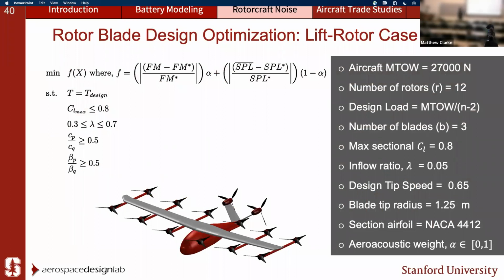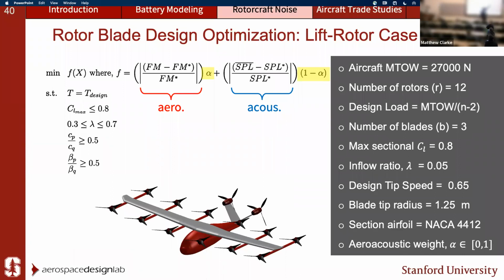Here you have the aerodynamic constraints, which is the figure of merit, as well as the sound pressure level. You have the aerodynamic and aeroacoustic constraint, and then alpha is just the optimization weighting between the two. So obviously you can vary it if you want to optimize the blade for performance versus noise. And then these are just the optimization variables.